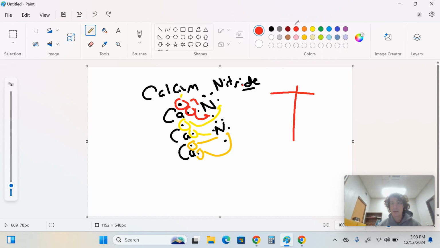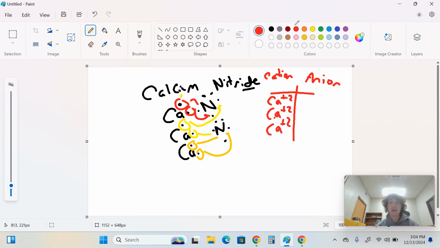Let's see. So the cation side, right? Just using the vocab here. Cations are positive, and then we have the anion side. Okay, the negative side. So on the positive side, what do we got? We got 3 calciums, right? And you say, yup, that's true. What's missing? They've each given up 2 electrons, so each one has a +2 charge.